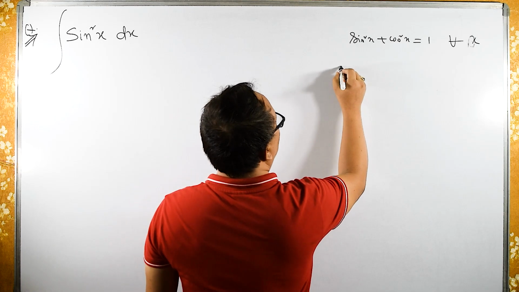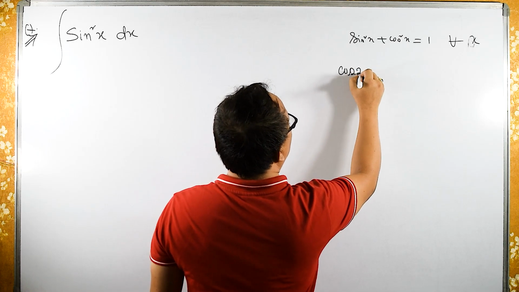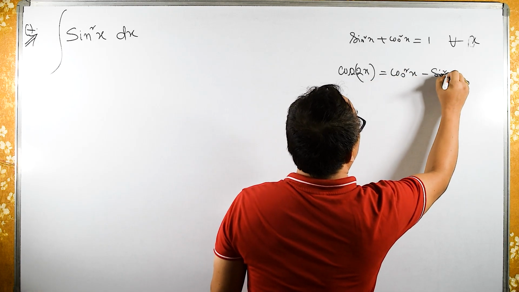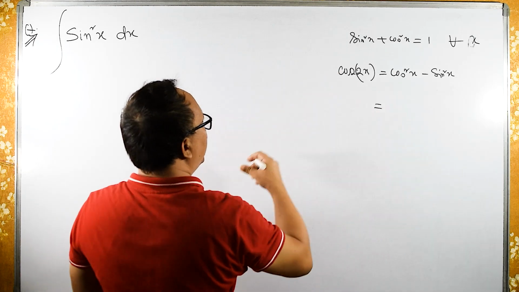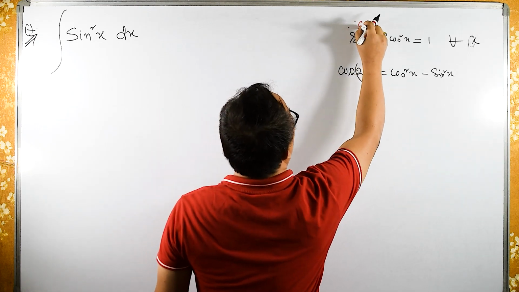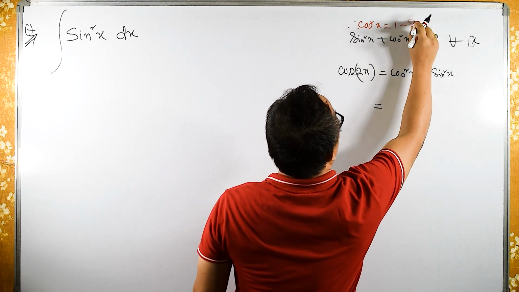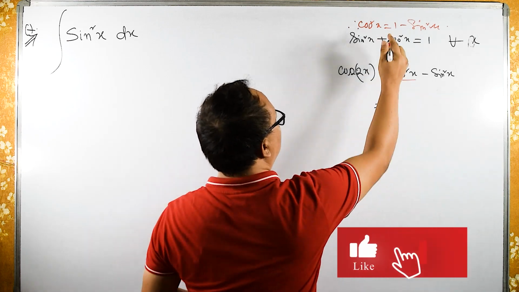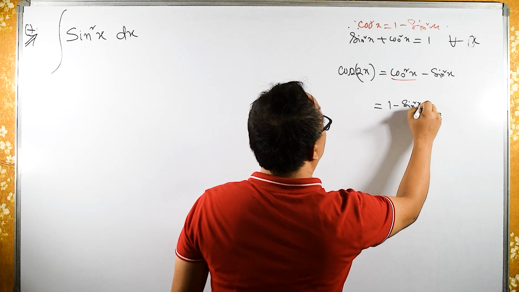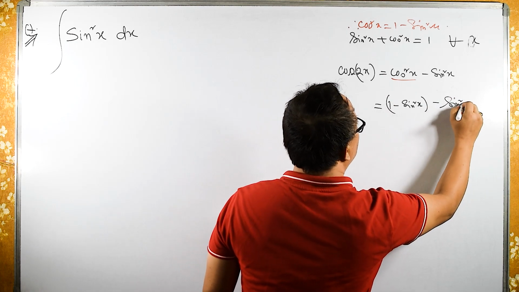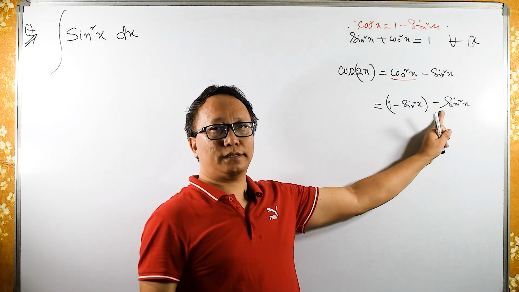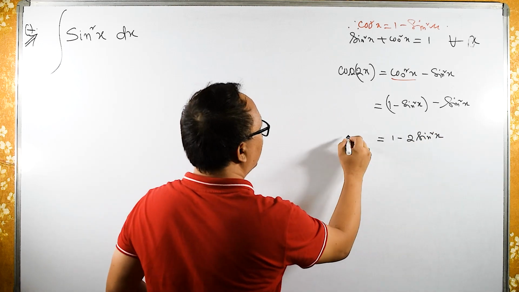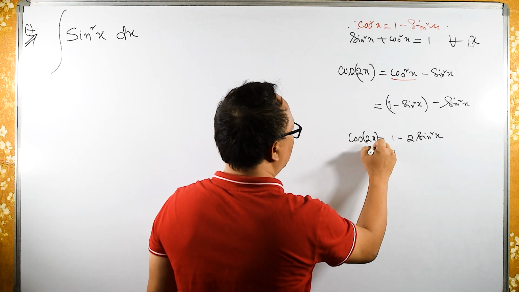And we have cos of 2x is equal to cos square x minus sine square x. So from here, cos square x is the same as 1 minus sine square x. So instead of cos square, I can write 1 minus sine square x minus, we have already sine square x. So minus minus plus, we have 1 minus 2 sine square x. On the left hand side, we have cos of 2x.